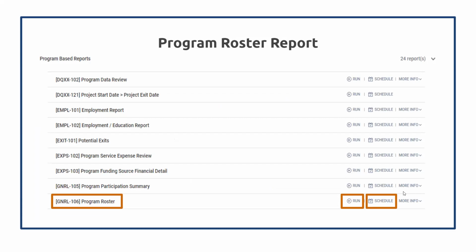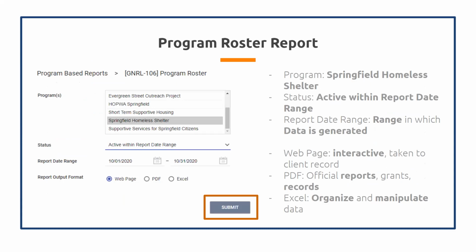So you would click run, or if you would like to schedule a report on a specific day, you can select the schedule button, and then also the dates that you will run the report on. So first, you would choose your program. In this case, it would be the Springfield Homeless Shelter, and then it would give you options for the status.